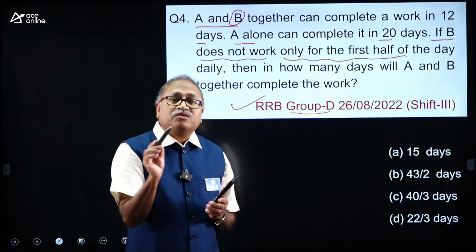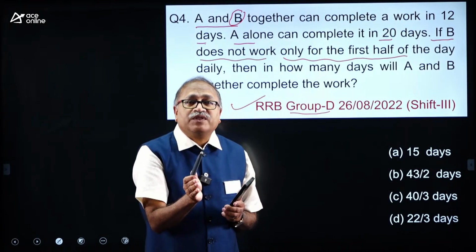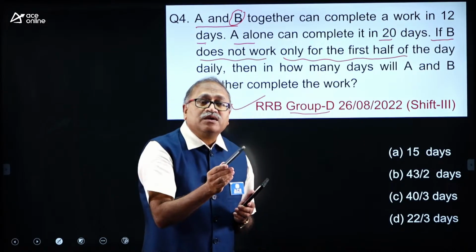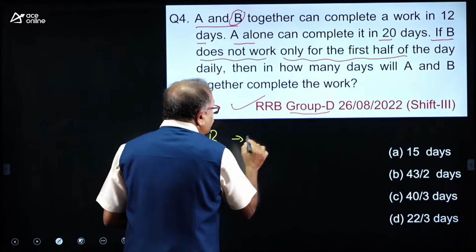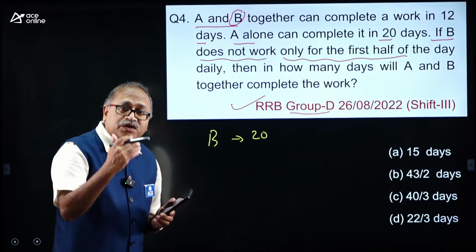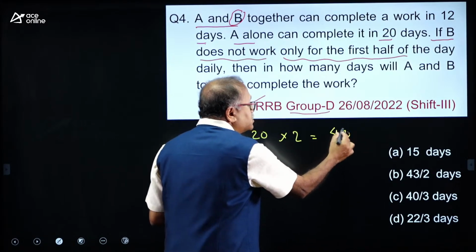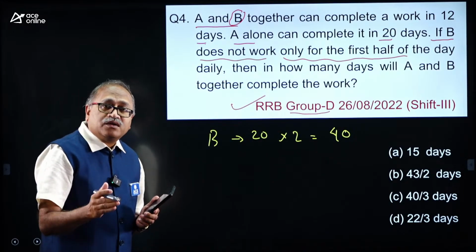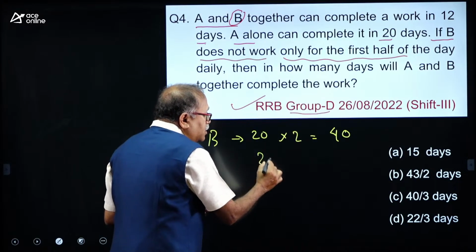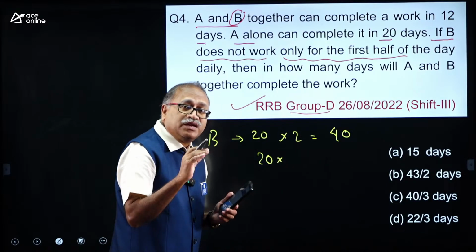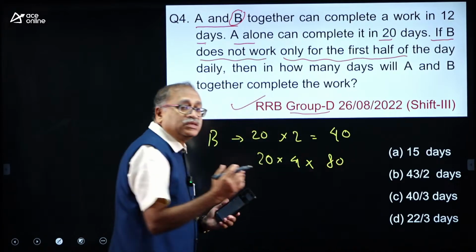That means he is working only the second half of the day. So normally, if B can complete the work in 20 days, as he is working only half of the day, he will take double the time. If B is working the whole day and completes the work in 20 days, if he works only half of the day, then the number of days will be 40 days. If only 1/4 of the day, then what will happen? The number of days to complete if he works 1/4 of the day: 20 into 4, that comes to 80 days.